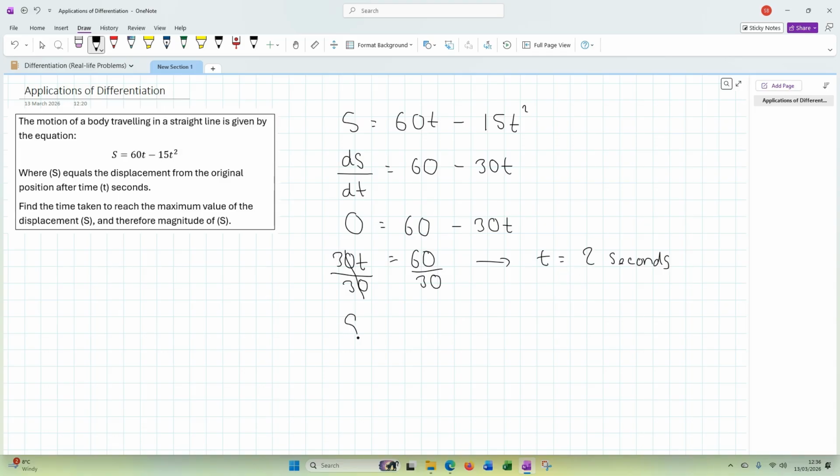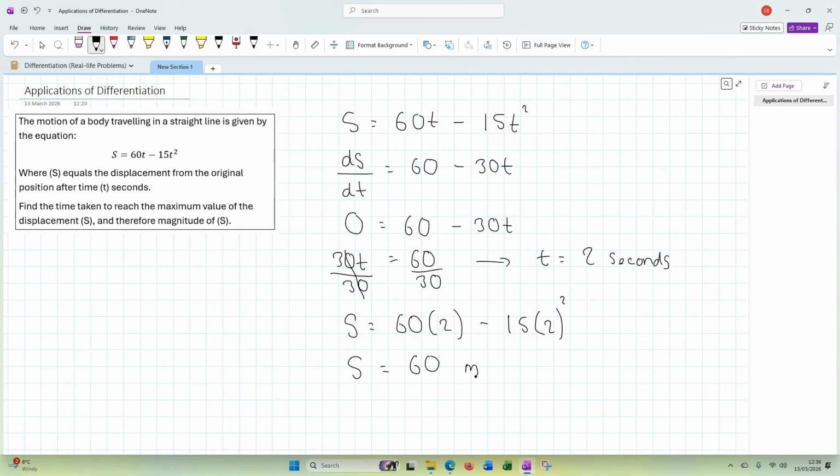So that would be s equals 60 times 2 minus 15 times 2 squared, and this gives us a value of s equals 60 meters. So that's our final answer.